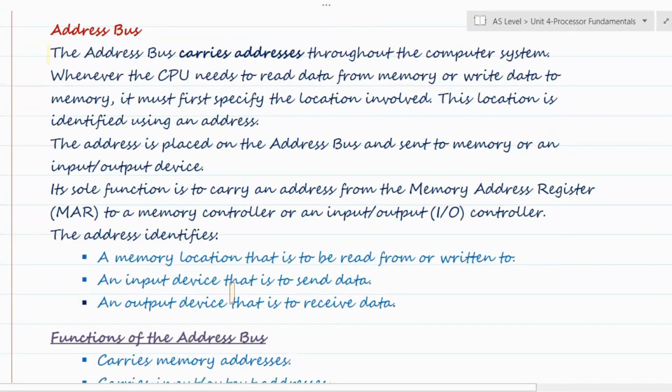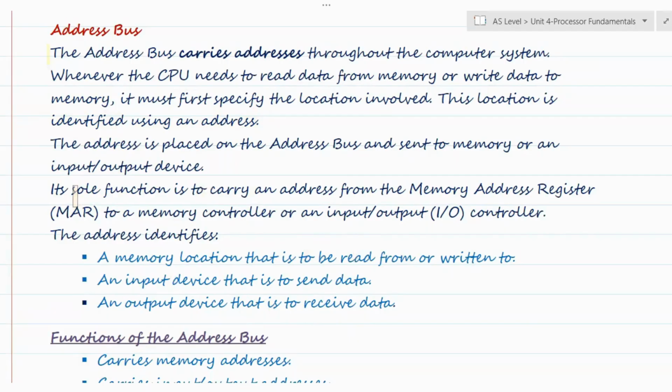Imagine you want to visit a friend. Before you can travel, what do you need? You need the address of your friend's house. Similarly, before the CPU can read data from memory or write data into the memory, it must know the exact location involved. The location is identified as address. The address bus carries these addresses throughout the computer system.